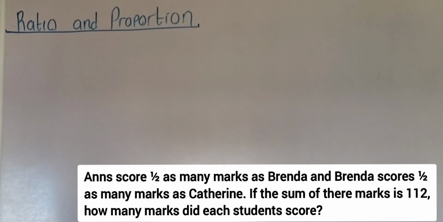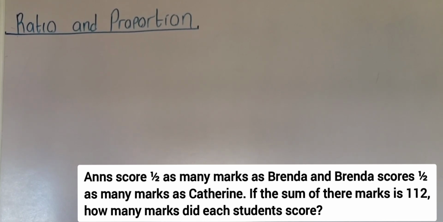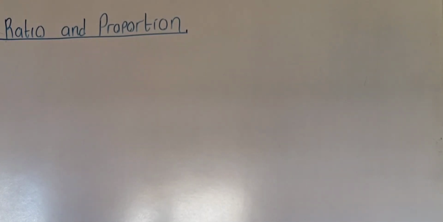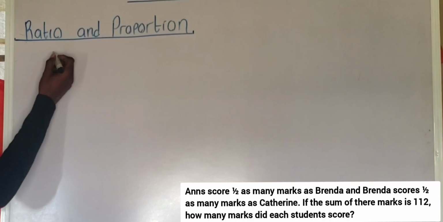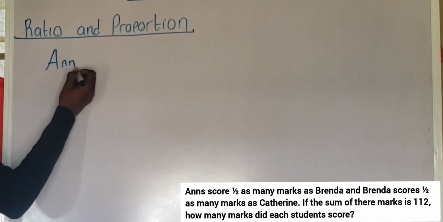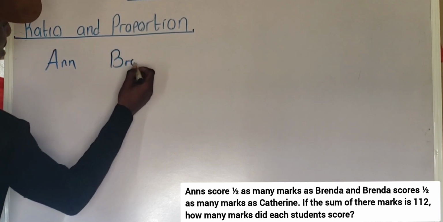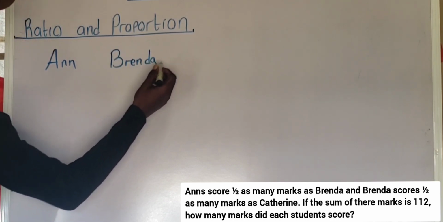Anne scores 1/2 as many marks as Brenda, and Brenda scores 1/2 as many marks as Catherine. If the sum of their marks is 112, how many marks did each student score? Okay, you can see this question is similar to the previous question that we solved. Let's have Anne here, and then we have Brenda. Then we have Catherine.